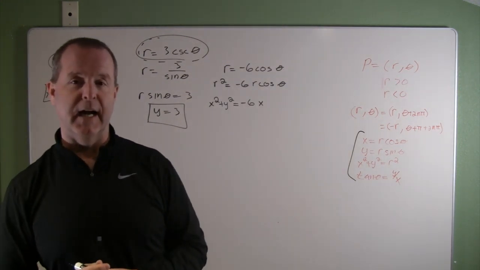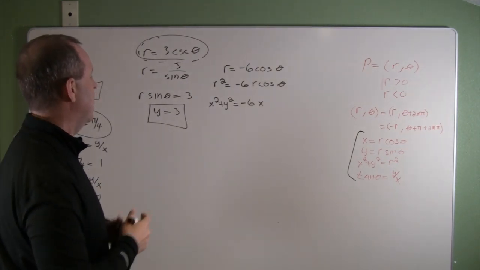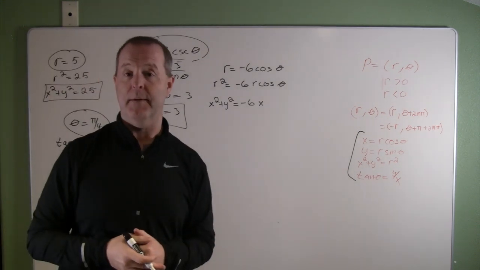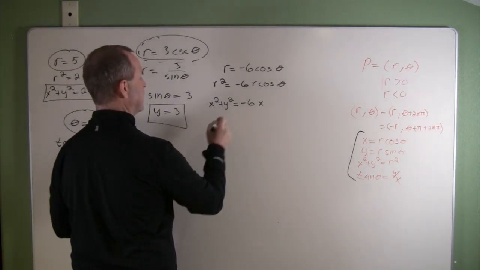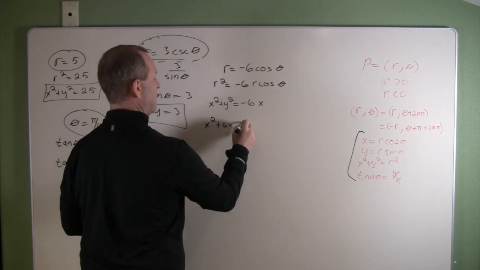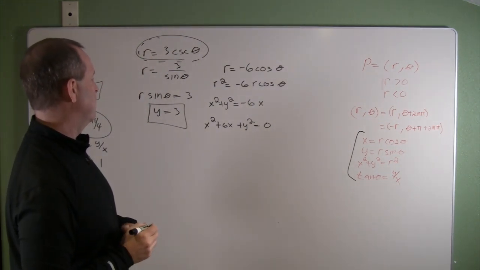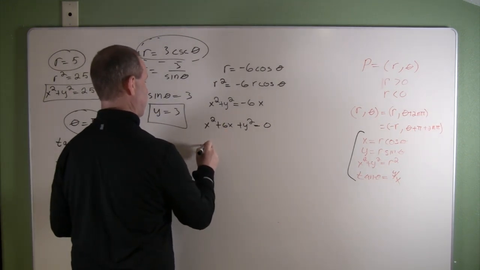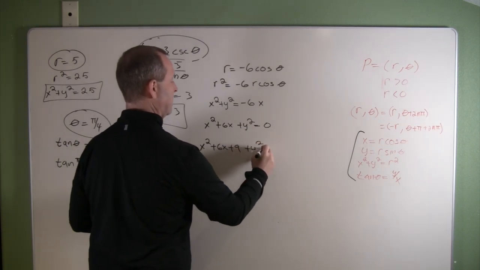Not bad. I'm feeling pretty good about it. Let's go ahead and solve that out because I can't leave it in that form. It just does not look right because I have variables on both sides of the equation. So let's add 6x to both sides. So x squared plus 6x plus y squared equals 0. I can do more. I'm going to add a 9 to both sides. X squared plus 6x plus 9 plus y squared equals 9.